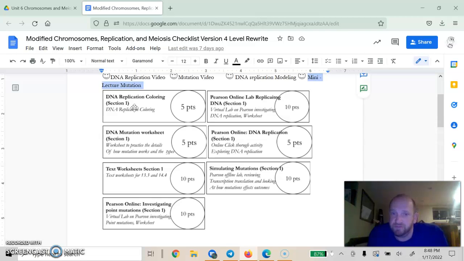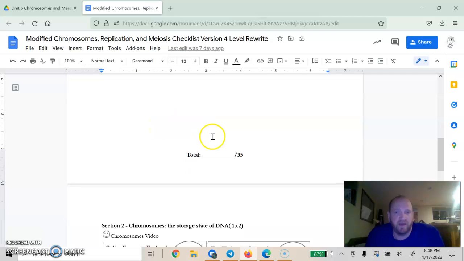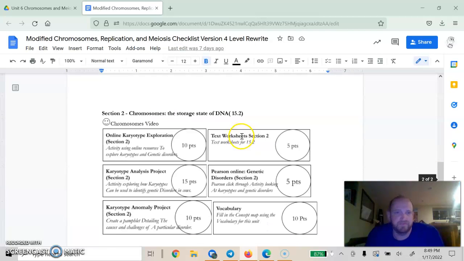There is the simulating mutations activity. That's like a little activity we could do in class. And then there is an online activity for investigating point mutations. So those are your choices for this first section. As usual, you can see right here, we're still 35 points for this section.